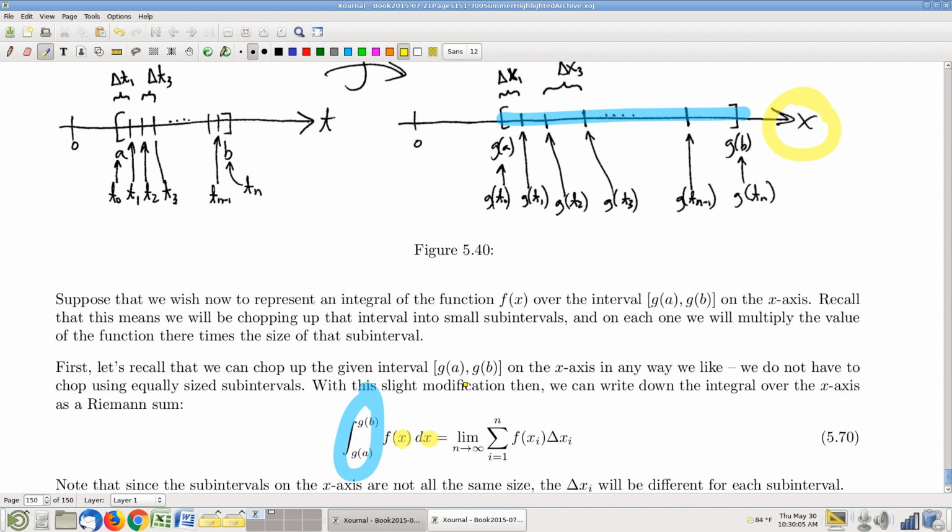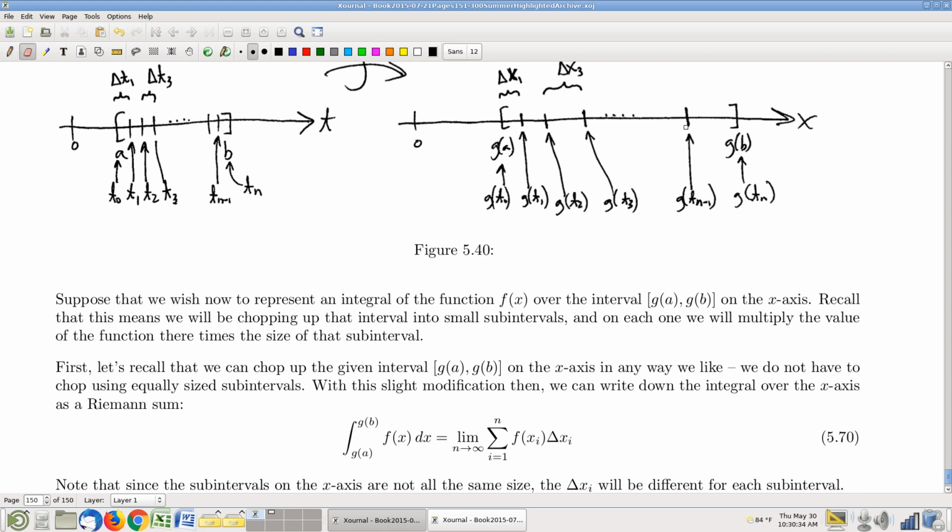Okay. So what we're going to do now is we're going to think about this integral. This is an integral you'll notice on this blue integral, g of a to g of b, some integrand f. We're on the x-axis, so we're looking at the integral of f of x dx. And I'm going to ask, can I rewrite this integral instead as an integral that takes place over here? So here's how that works.